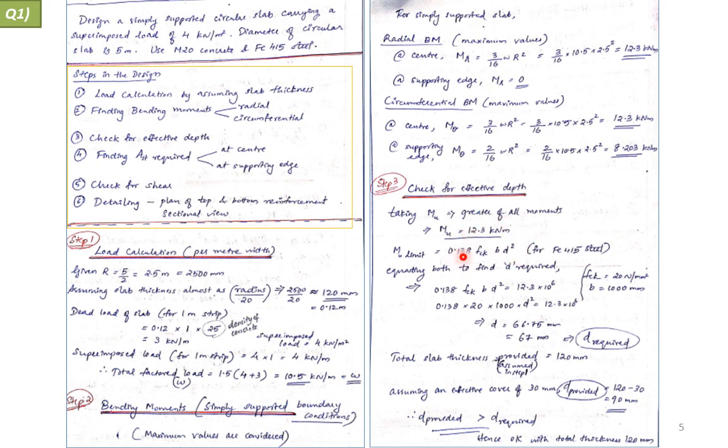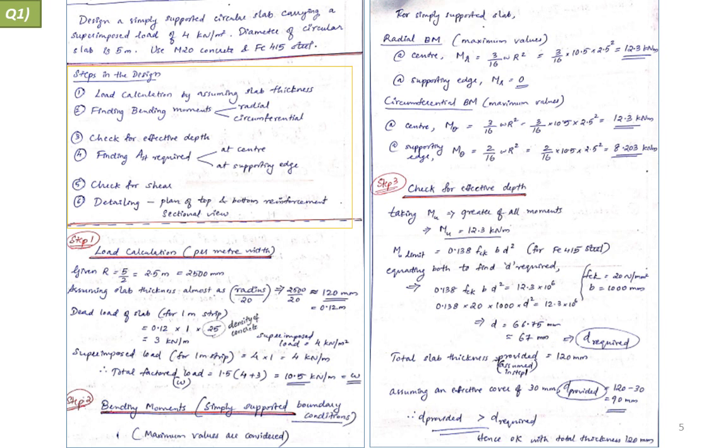So in order to take this moment, what is the d required? So we are equating both. 0.138 fck bd square is equal to this. In order to convert it into newton millimeters, you have to multiply with 10^6. So if you solve this, you will get d somewhere around 67 mm. So this is the effective depth required in order to safely take this moment.